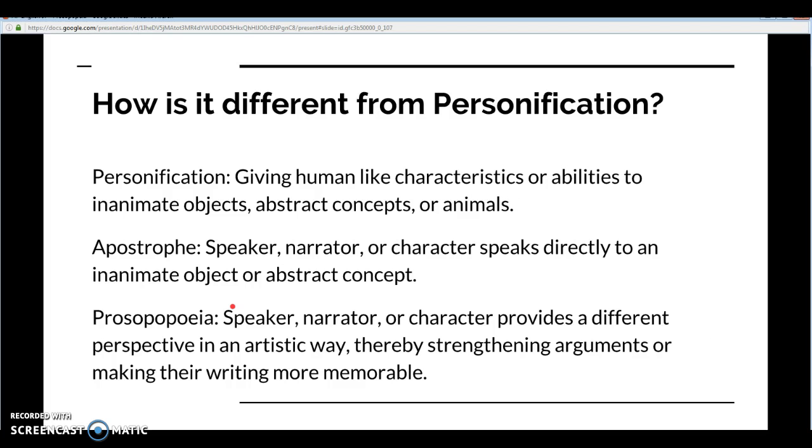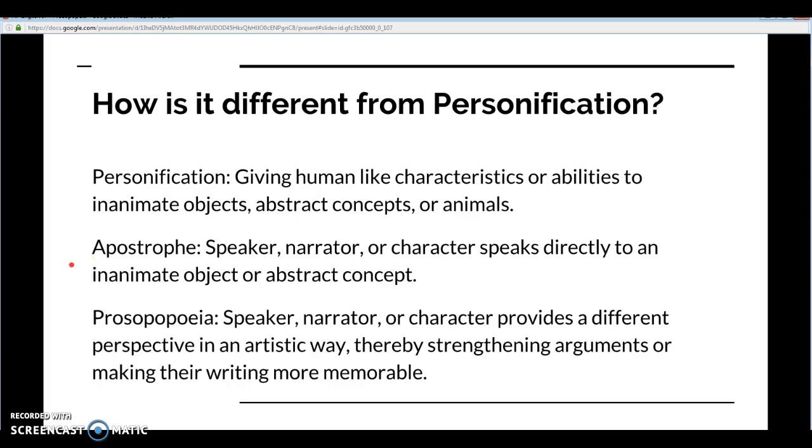Now, let's take a minute to talk about how prosopopeia is different from personification and also apostrophe. So, if we remember back to our literary tools, personification is giving human-like characteristics or abilities to inanimate objects, abstract concepts, or animals. The alligator smiled. Love came knocking at the door. The lightning danced through the sky. These are all examples of personification.